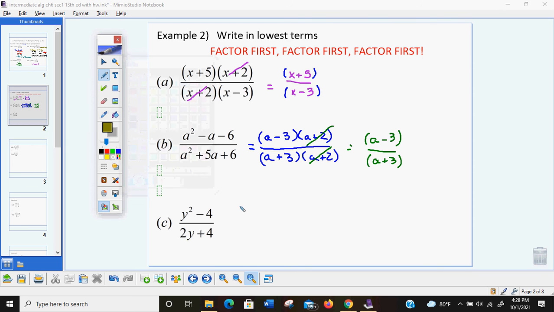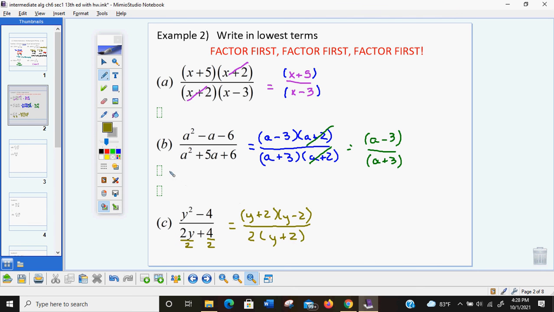Let's try part C. On the top, that's difference in squares. That's going to be y plus 2 and y minus 2. On the bottom, there's no squares, but remember step number 1, I haven't been saying it out loud, but we should always check first, can I take anything out? I can take a 2 out of this, and when I do, remember to put it in the front. And if I divide this by 2, I'm left with y in that parenthesis. If I divide this by 2, I'm left with plus 2.